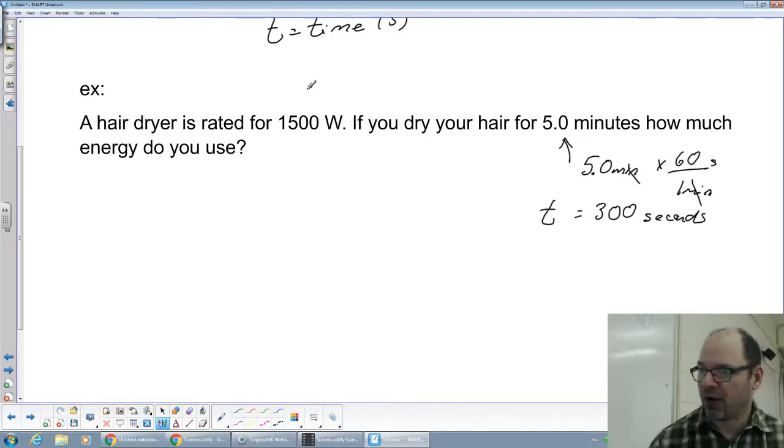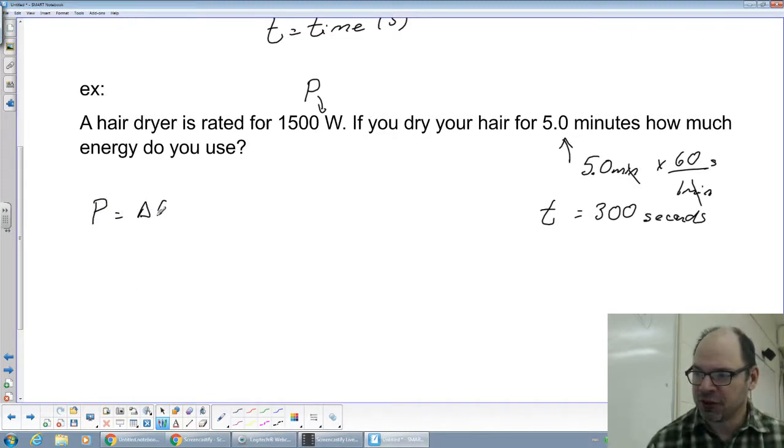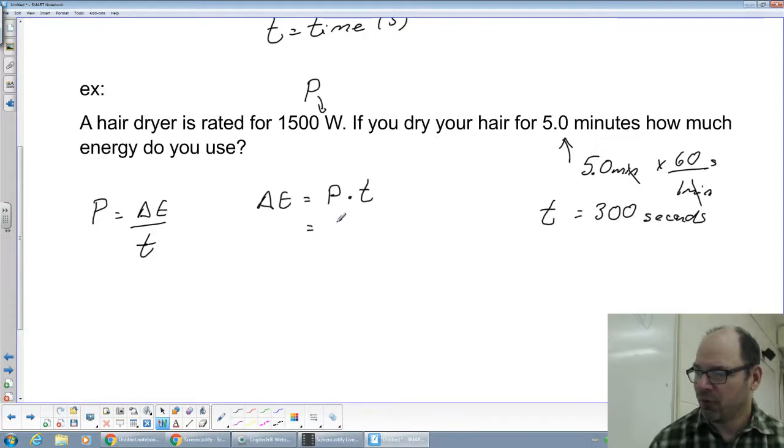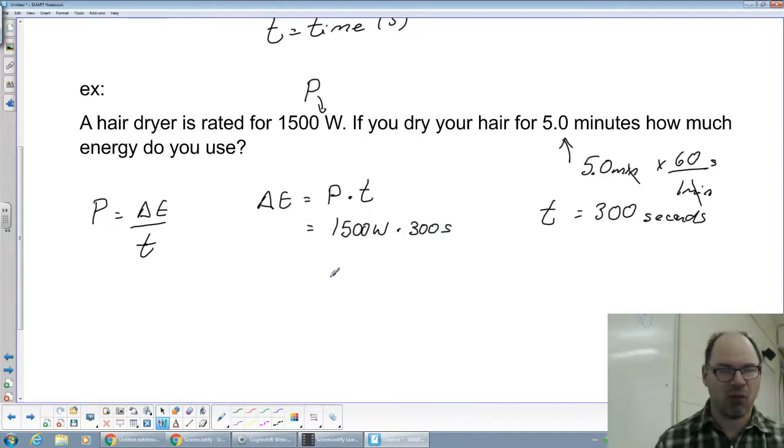Okay, and then this is our power here. It's already in watts, so we don't have to do anything. So if we know that power equals a change in energy over time, we can just simply multiply both sides by T. So a change in energy is equal to power times time. So in our case, it's really quite simple. We take the power of 1,500 watts and we multiply by 300 seconds. Now a watt is a joule per second, so the seconds will cancel out and leave us with joules. So when we multiply these two together, you get 45 with 4 zeros.